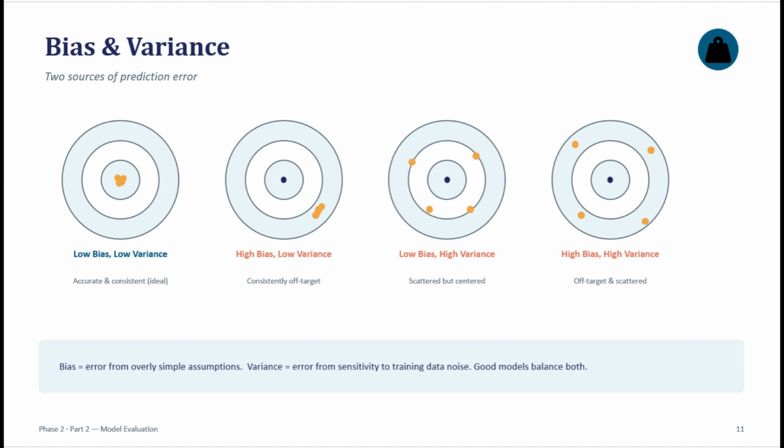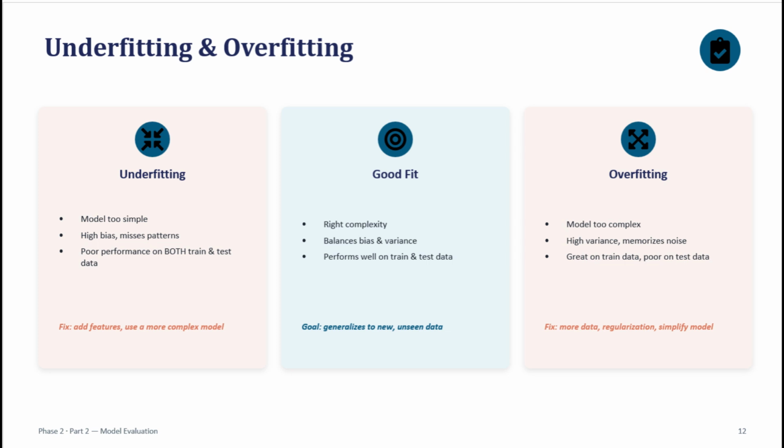The ideal model has low bias and low variance. If bias is high, predictions are consistently wrong. If variance is high, predictions become unstable and inconsistent. The goal in machine learning is finding the right balance between these two. Bias and variance lead us to one of the most important topics in machine learning: underfitting and overfitting.